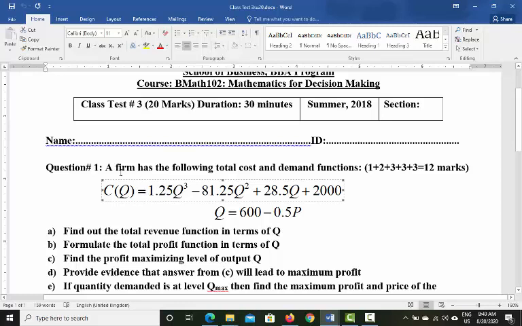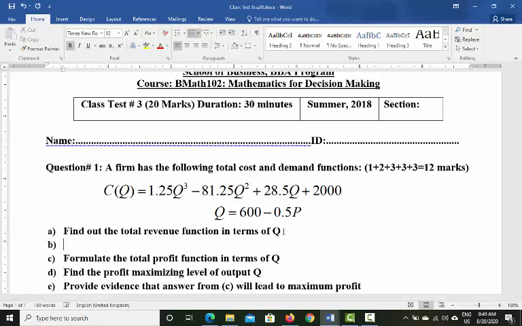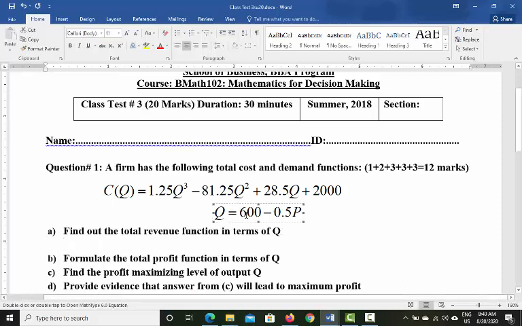In this question we have: a firm has the following total cost and demand function. This is the cost function and this is the demand function, right? The question is asking: find out the total revenue function in terms of Q. So let us solve it now.